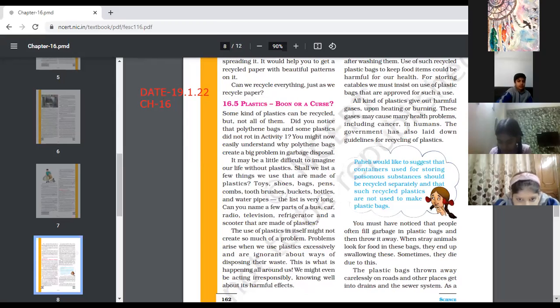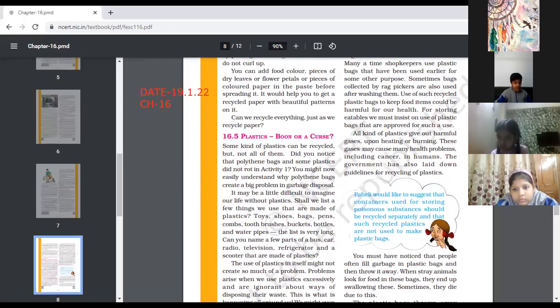The use of plastic. The use of plastics in itself might not create so much of a problem. Problems arise when we use plastics excessively and are ignorant about ways of disposing their waste. This is what is happening all around us. We might even be acting irresponsibly, knowing well about its harmful effects.